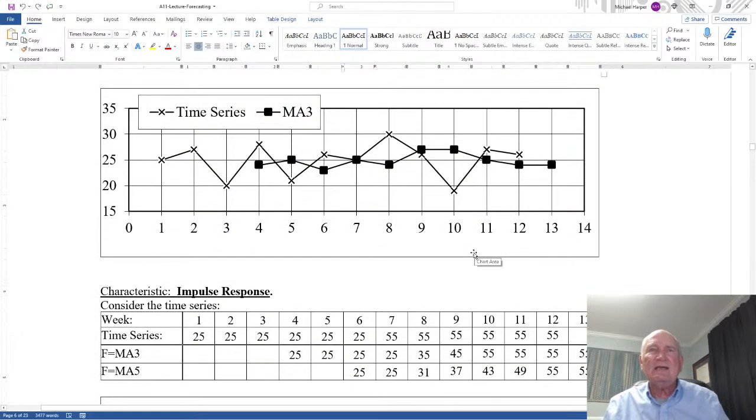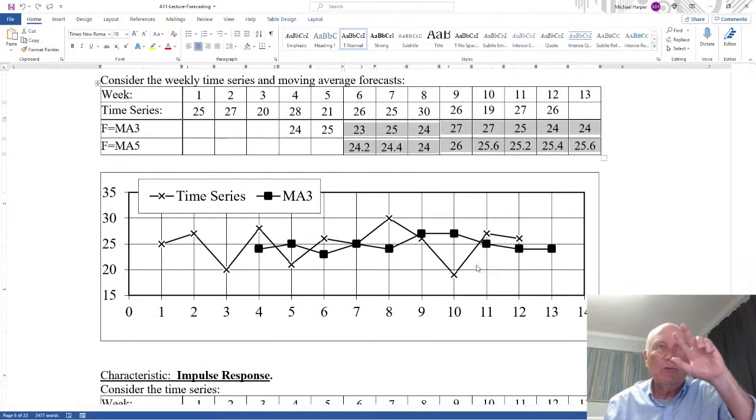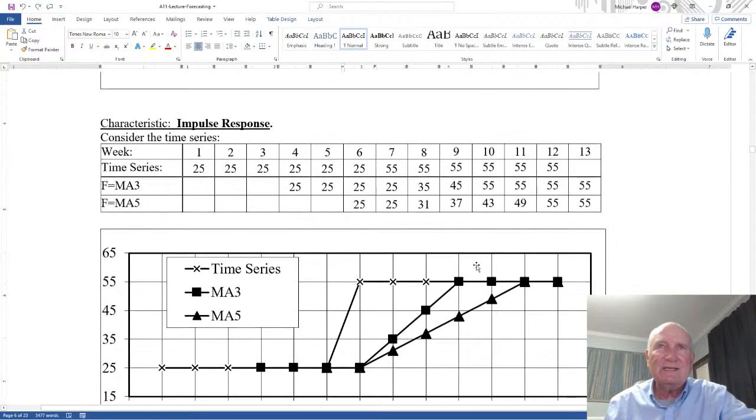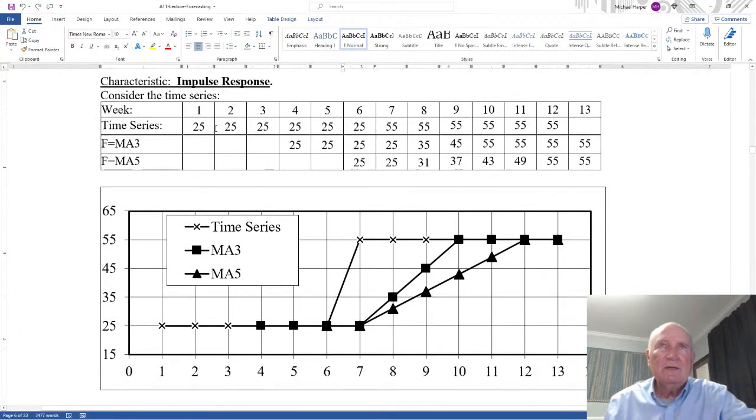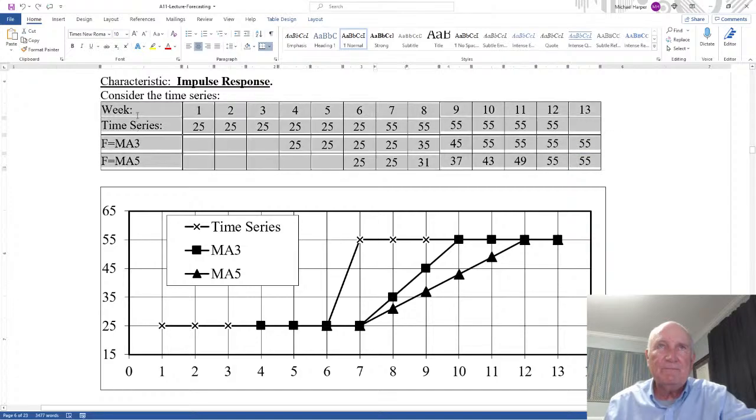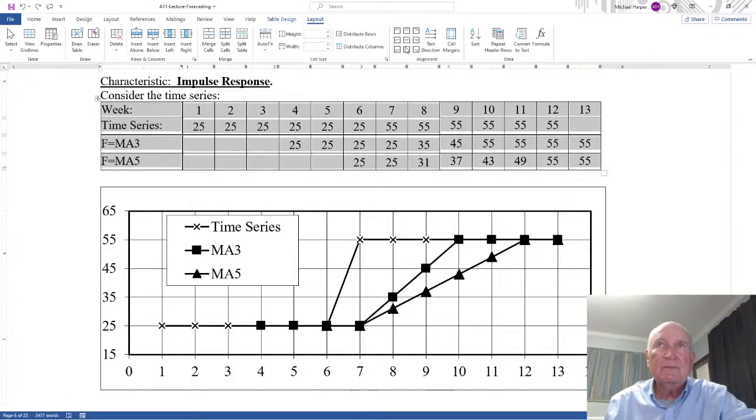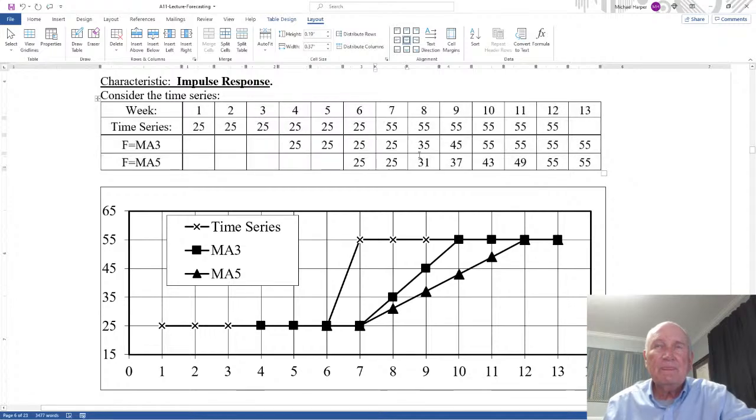And I'm going to emphasize the power of moving average with 3 different characteristics. The first is impulse response. So here I have a time series coming along 25, 25, 25. And between time period 6 and 7, it jumps to 55. 55, 55, 55. Okay? Let me plot it here. Here's a 25. Between 6 and 7, it jumps to 55.